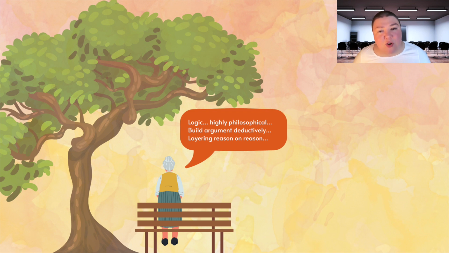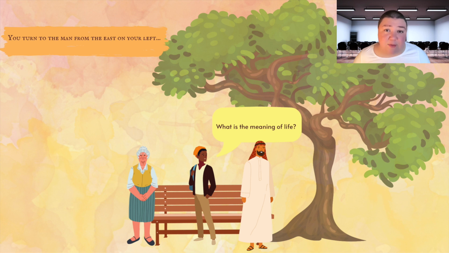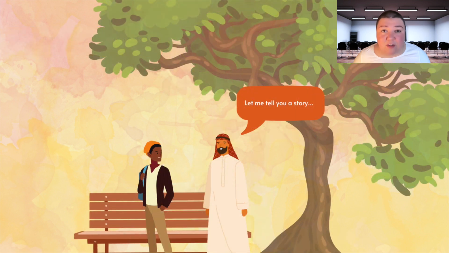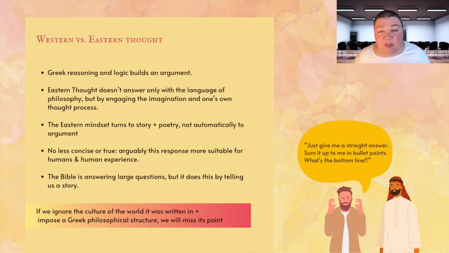But now you turn to your left, and there sits a man from the East. "What is the meaning of life?" you ask him. And this man will reply, "Let me tell you a story." The means of understanding the world and explaining it is done very differently. Greek reasoning and logic builds an argument. Eastern thought uses not the language of philosophy, only reason and logic, but answers by engaging the imagination and one's own thought process. This can, of course, feel maddening at times to a Western audience.